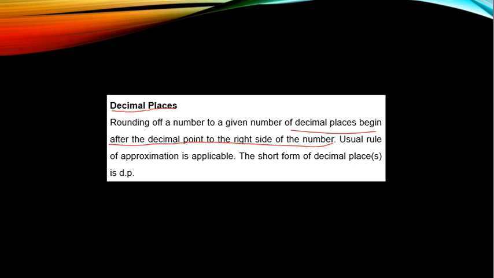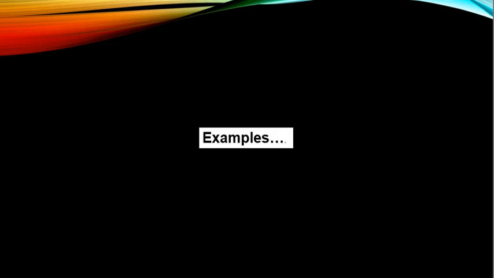So you start working after the point, to the right side of the number. The usual rule of approximation is applicable. What is the rule? Digits 0 to 4 are rounded down to 0, while digits 5 to 9 are rounded up to 1. That is the usual rule of approximation. The short form of decimal place or places is DP. Okay, so we have examples.